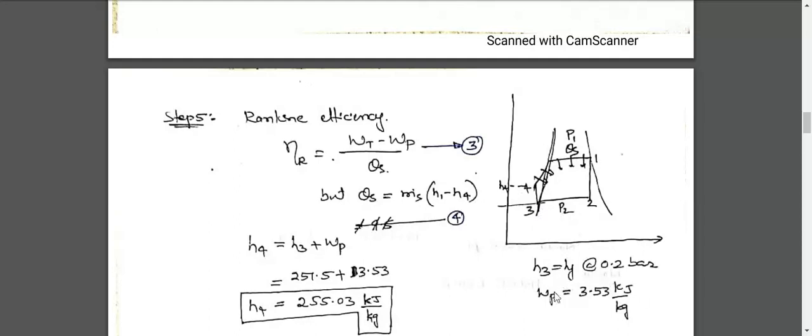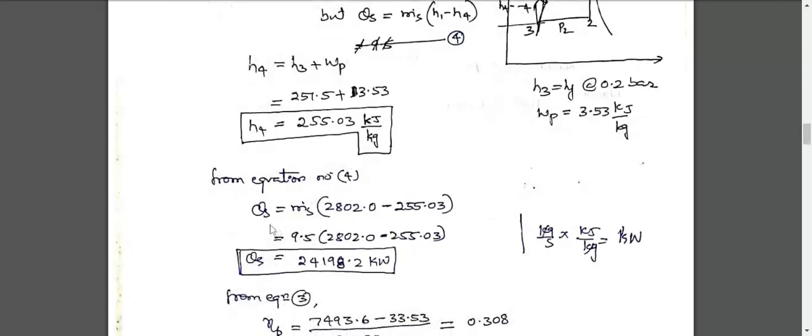H3 is equal to HF. And work done on the pump, you have already determined, is 3.53. Substitute both the values and calculate H4; that is 255.03 kilojoule per kg. Once all values are substituted here, then we can calculate Qs. We will get 24198.2 kilowatt. One student has asked in the discussion, how did we get kilowatt?